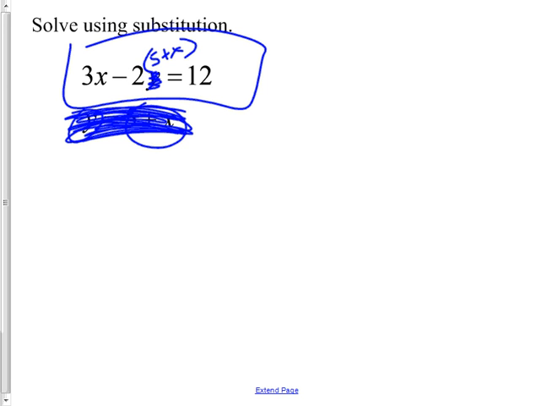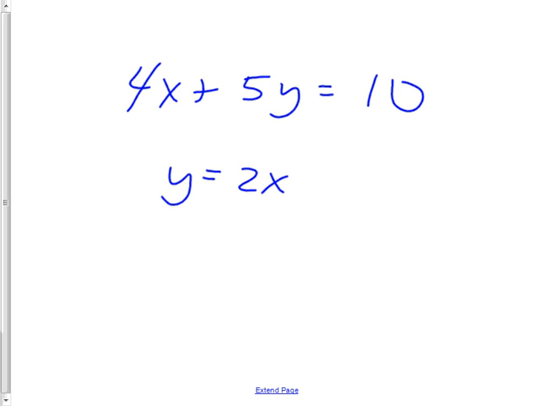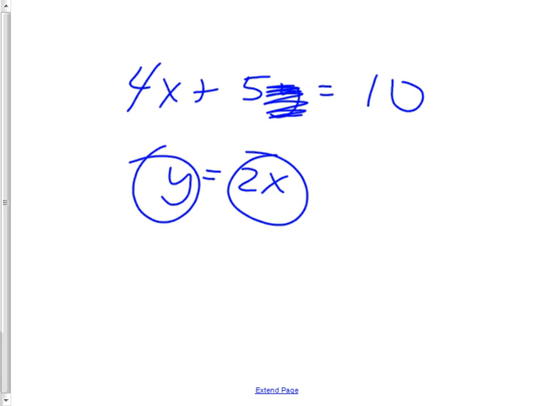See what just happened there? Let me give you another one like that. 4x plus 5y equals 10, and y equals 2x. There's two equations. I could graph both of them and see where they cross. That works. Or I could do substitution, and wherever I see a y, I could put what? 2x. And I see a y right there. So I can put a 2x right there. And now I can just solve that equation. And I've got my answer.